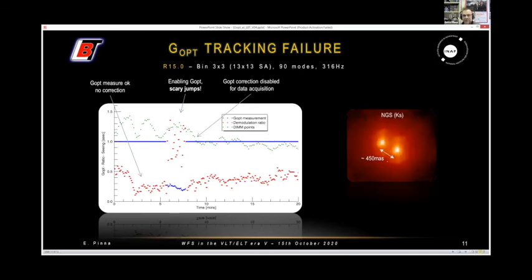Then we found out that our reference star was double, and was one of the worst conditions, I would say, for the pyramid wavefront sensor, where we have two stars of the same brightness separated by a few hundred milliarcseconds. In this case, the pyramid was still working pretty well, so we have an almost diffraction-limited image, but GEOPT was really not able to work, though we can easily understand why.